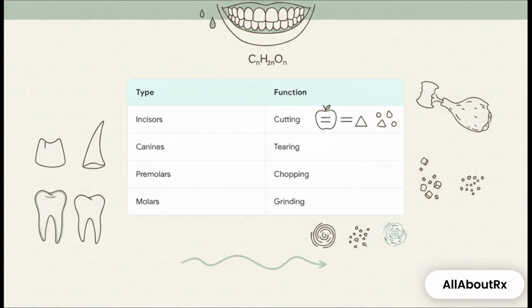But here's the thing, not all teeth do the same job. Our dentition is incredibly specialized. When you take a bite, your incisors handle the slicing and cutting. Your canines, they do the tearing. The premolars step in to chop things up, and finally those big molars at the back handle the heavy-duty grinding and chewing. Working together, they physically crush your food to massively increase its surface area, all while salivary amylase starts the chemical breakdown of carbohydrates. It's a complete team effort.